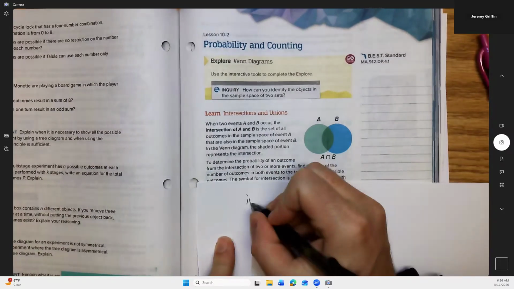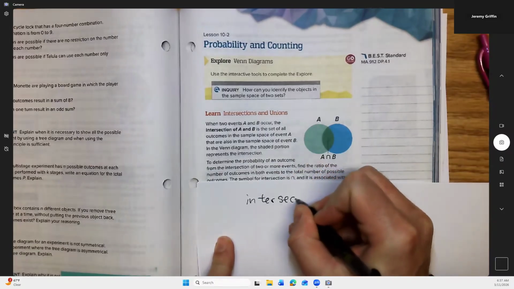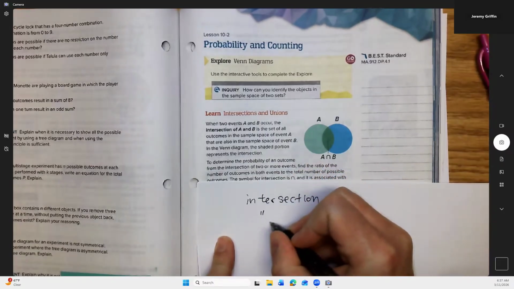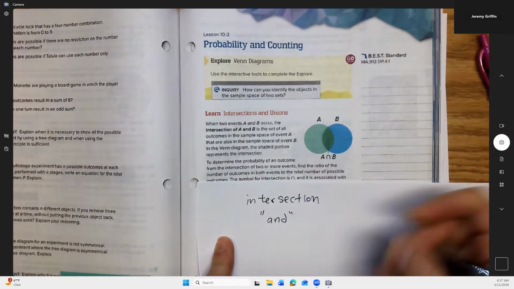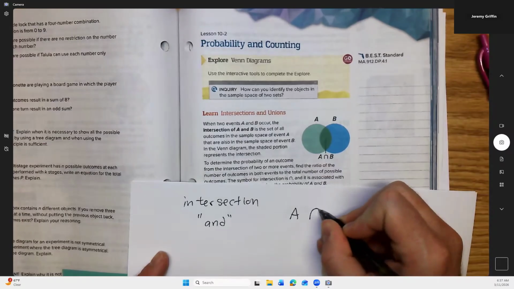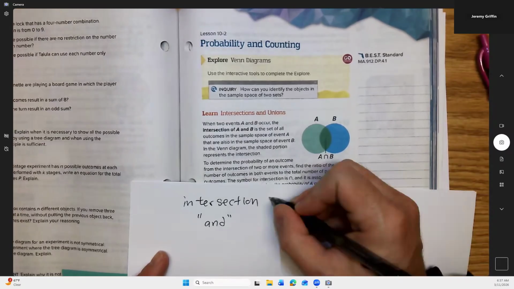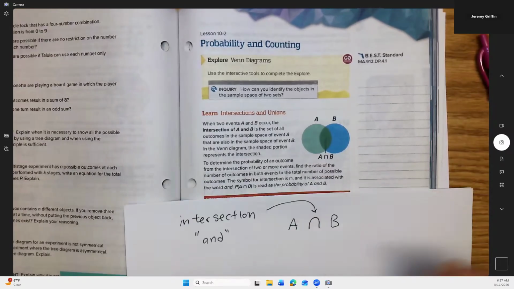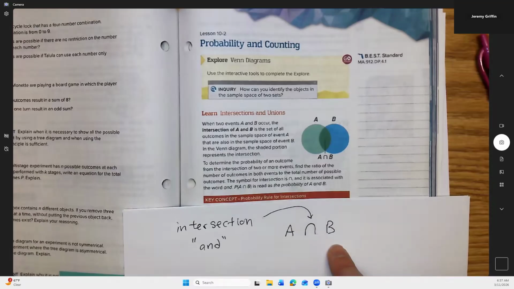Okay. So intersection, you can think of as the word "and," right? So both events have to happen, and you can write that as A, and it looks like an upside down U. So that's this intersection symbol, B. We'll look at some examples pretty soon.